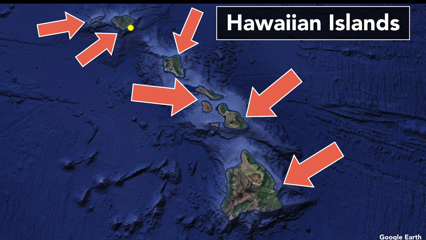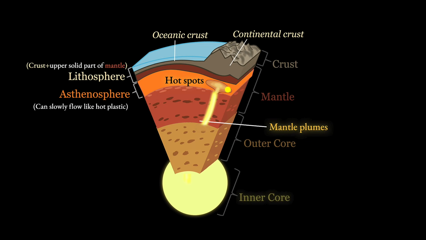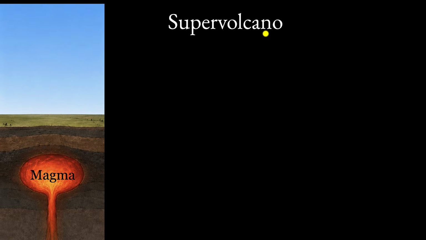They are pretty dormant. Finally, what if the hotspot was under a continental crust? Well, just like before, the magma can melt through the crust. But this time, the crust is thick. There's a lot of pressure from above. So it's very hard to melt through the whole thing. So it's possible that the magma just keeps accumulating, just keeps building up. This produces what we call a supervolcano.